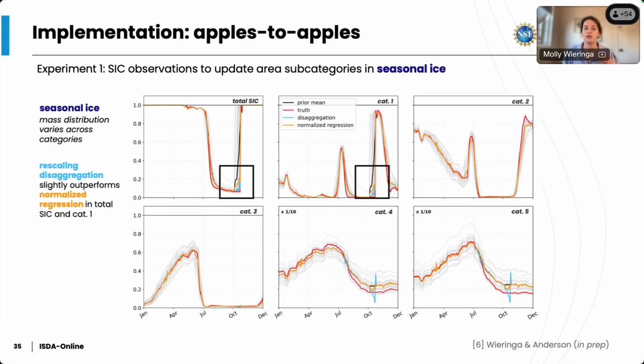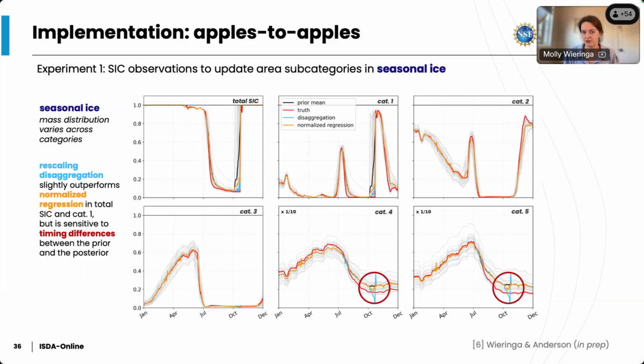So we'll first note that rescaled disaggregation seems to slightly outperform our new method in terms of total sea ice concentration in this region that I've highlighted in black, where the prior mean and the true state differ pretty significantly, largely because it outperforms the new method in the first subcategory. Though we'll note that both of these methods do make notable improvements to the model state relative to the prior.